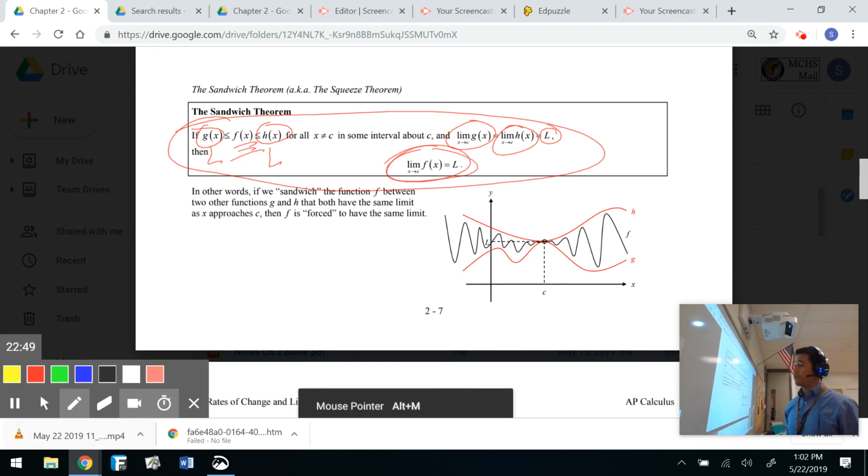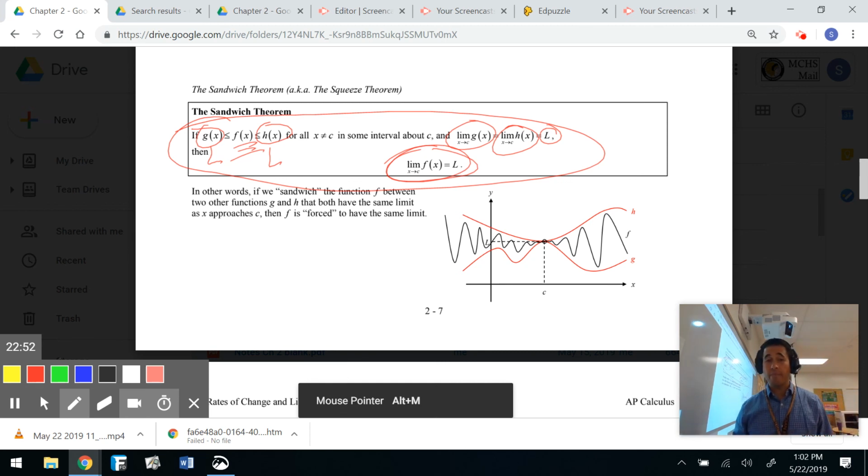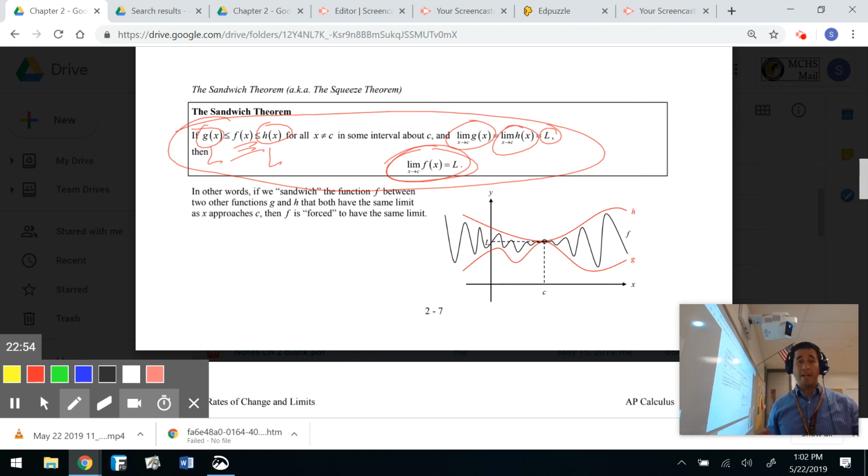Now, to introduce this, we're actually going to look at it tomorrow in class, and it came up in the AP exam in 2019. So we're going to look at that next class.